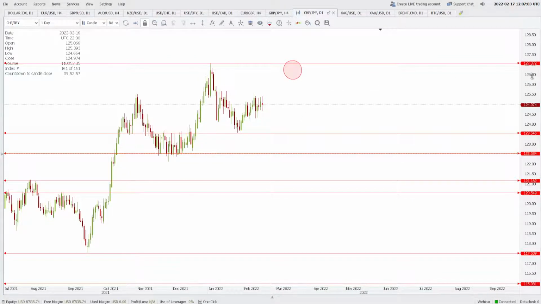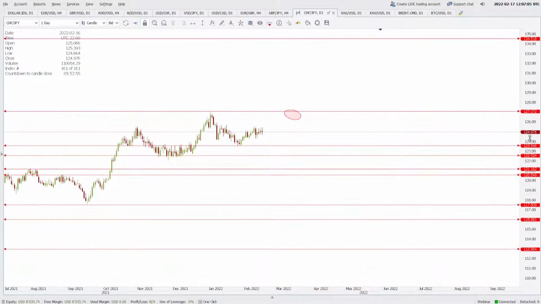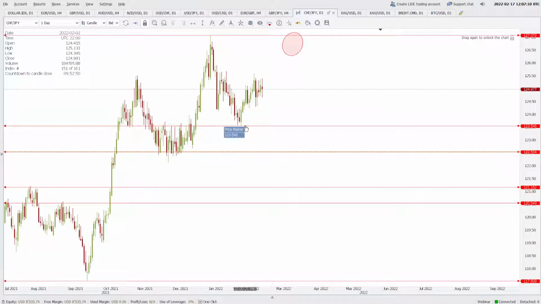Any close above 127.07 will expose 134.51. Any closing below 123.54 will expose the 122.54 area.